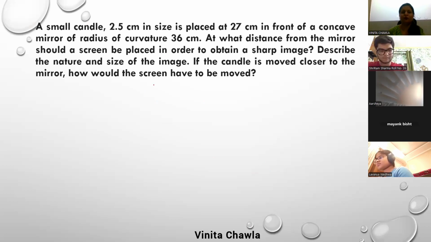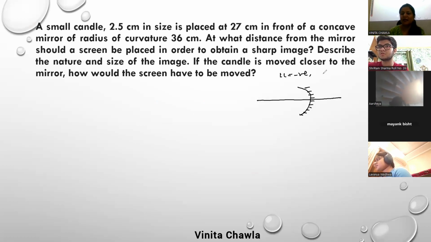A small candle 2.5 centimeter in size is placed at 27 centimeter in front of a concave mirror of radius of curvature 36 centimeter. So we have a concave mirror. In concave mirror, we take U negative, F is negative, focal length is negative. Height of the object we always take positive, right? So height of the object is given 2.5 centimeter. It is placed at 27 centimeter in front of a concave mirror. Object distance is given, it is minus 27 centimeter.